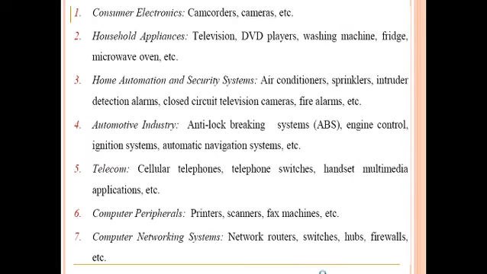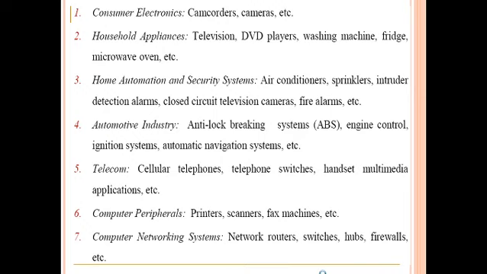The application areas of embedded systems: they are used in consumer electronics, like camcorders and cameras. Then embedded systems are used in household applications such as television, DVD players, washing machine, fridge, microwave oven, etc. And embedded systems are used in home automation and security systems like air conditioners, sprinklers, intruder detection alarms.